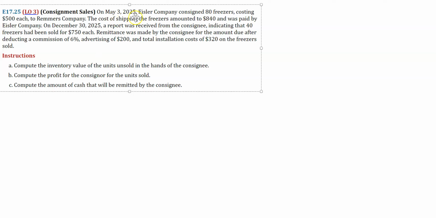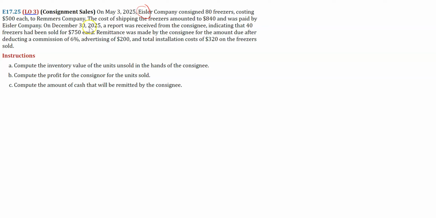On May 3rd, 2025, Aisler Company consigned 80 freezers costing $500 each to Reimers Company. So Aisler is the consignor, whereas Reimers is the consignee, and the cost of the shipping is $840. That was paid by Aisler. So remember, freight cost is a part of your inventory cost.